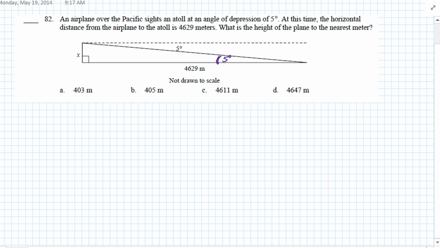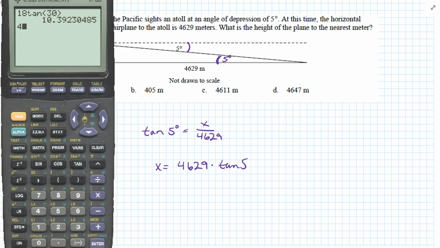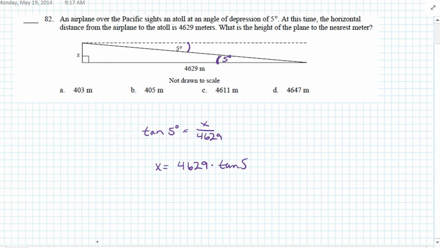Well, I know this angle is 5 because of alternate interior angles. So I could say the tangent of 5 degrees is equal to x over 4629. So x is going to be equal to 4629 times the tangent of 5. More calculator work. 4629 tangent 5. We get 404.9, or we round up to 405 meters.